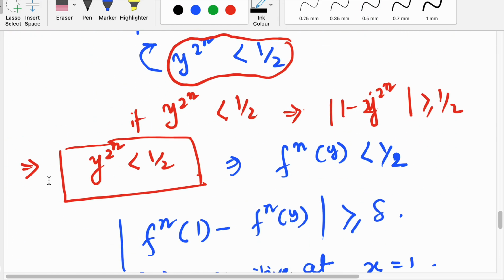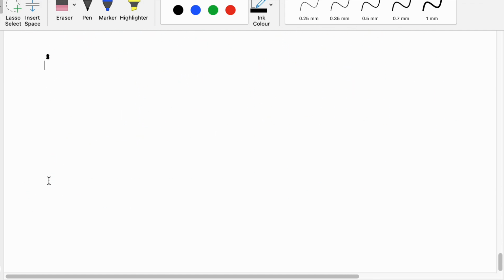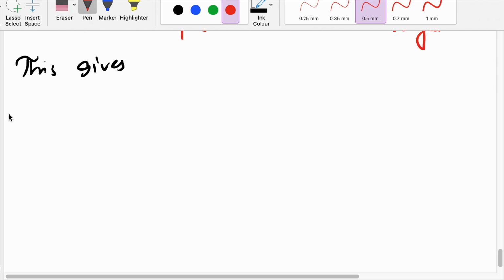Let me first of all write the definition, then I will do it. So first of all, the definition of sensitivity. Let me write the definition of sensitivity. The definition is: there exists a delta greater than 0, for all I which contain x.